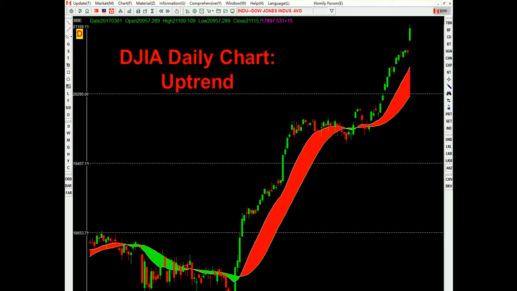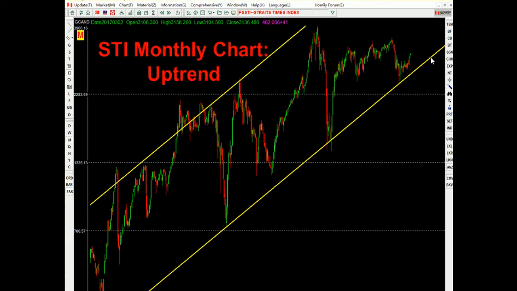This is the Dow Jones Index. So we can see it is still strong. Then next one is the STI monthly chart. For the monthly chart, the trend is still uptrend, because we can see the lower low and the lower high and the higher high and the higher low, which means the trend is uptrend. So if we see the trend is uptrend, it means we can keep our stocks.